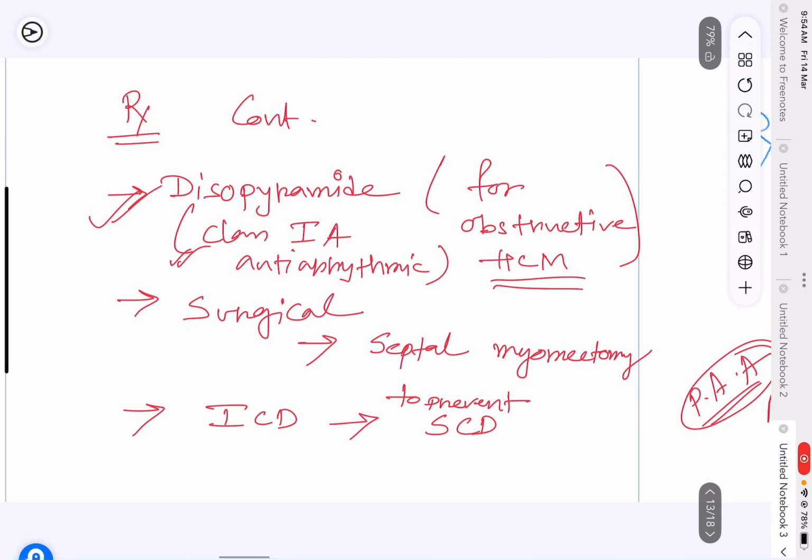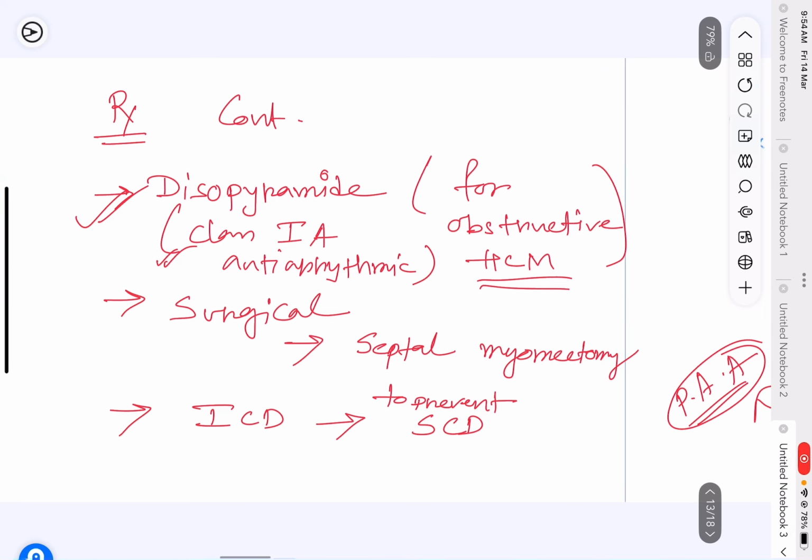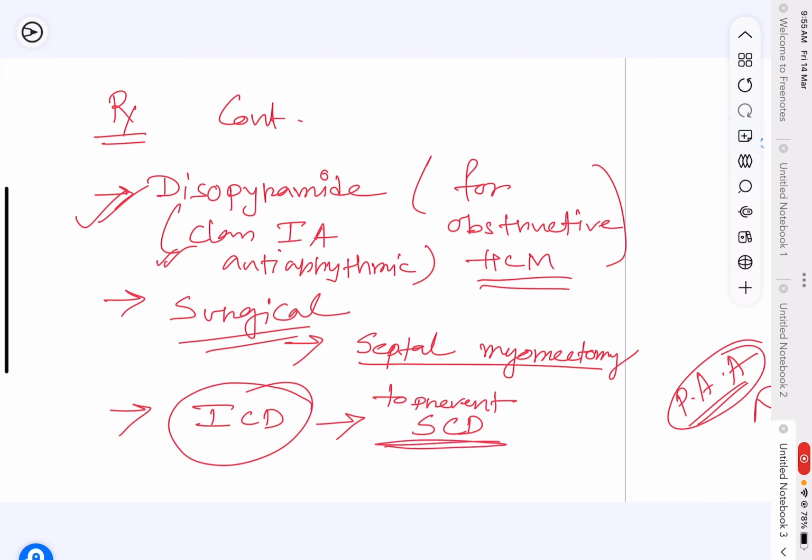And other than the drugs, we have surgical management. Surgically we can do septal myomectomy or alcohol ablation of the septum. And lastly, an ICD has to be given to the patient to prevent sudden cardiac death, because the most common cause of death in patients with hypertrophic cardiomyopathy is sudden cardiac death. So an ICD has to be given to these patients.